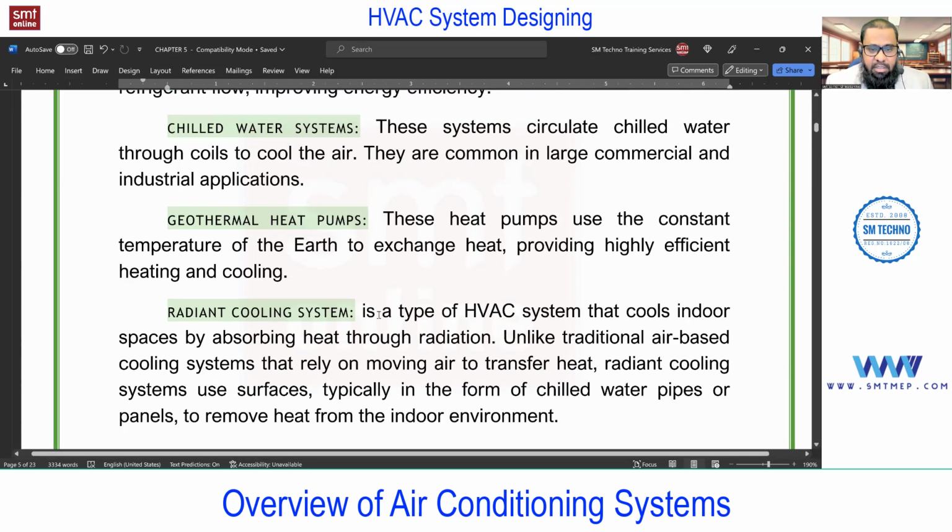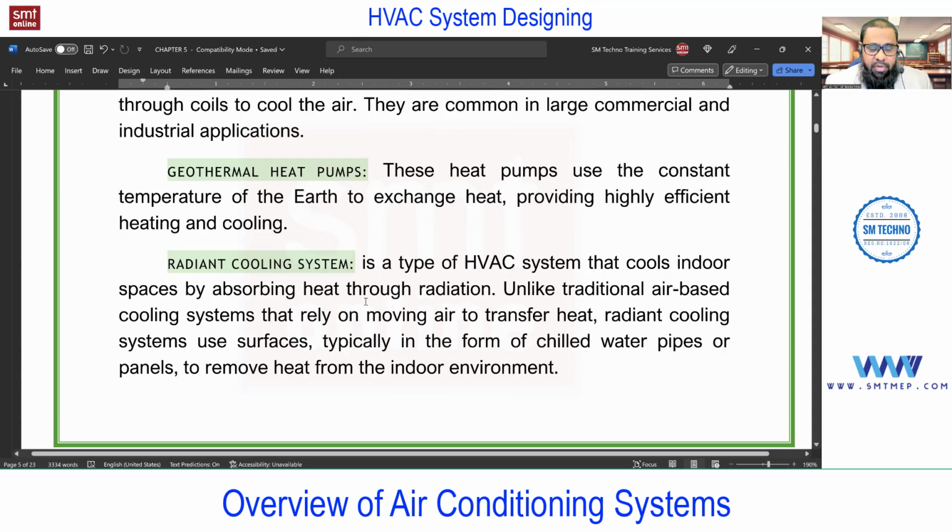I'll give you the idea. At this level, just remember, we are using the source as earth to exchange the heat. Next, we have radiant cooling. The radiant cooling concept is similar to a chilled water system, but in this we are going to run the pipe below the floor, and in those small pipes we are going to supply the chilled water.